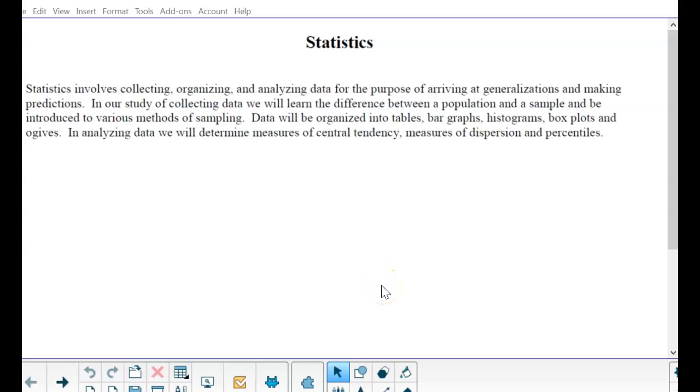Okay, so we're looking at the first notes page for statistics, and the first page is just reading. Okay, so I'll read through it and I'll expand a little bit on it.